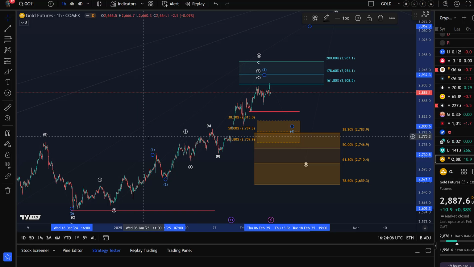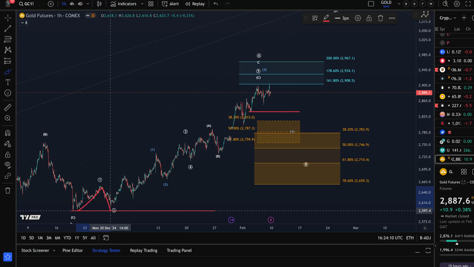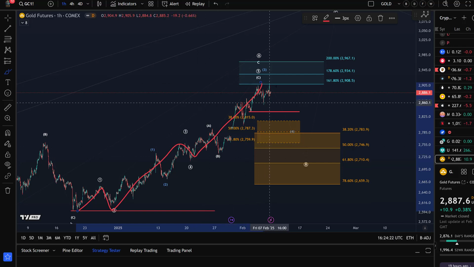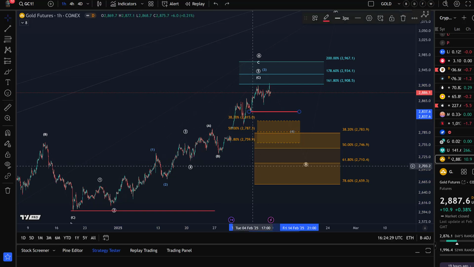So in one scenario, we were tracking here the white count, wave 1, wave 2, wave 3, wave 4, and then wave 5 to the upside. And we said, look, because it's a diagonal, this would have to be an ABC structure, and we're just waiting for signals that the top is in. One of these signals would be a break below the red line. That hasn't been crossed yet, so we're still overall looking for higher in the short term.